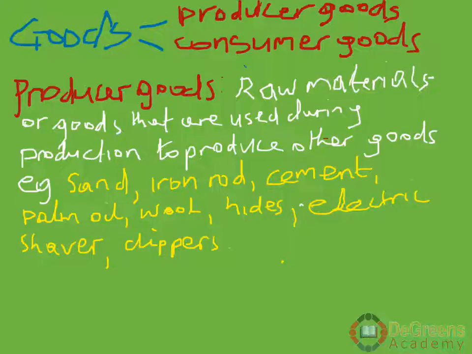So if we look at goods again, we have producer goods and consumer goods. For producer goods, we are considering raw materials or primary goods in most cases that are used during the production process. Could be sand, iron rods for construction work, cement, palm oil for making soaps and other cosmetics, wool for making clothes and all that, hides, electric shavers and clippers and so on. These we could still call producer goods because they are made to produce.